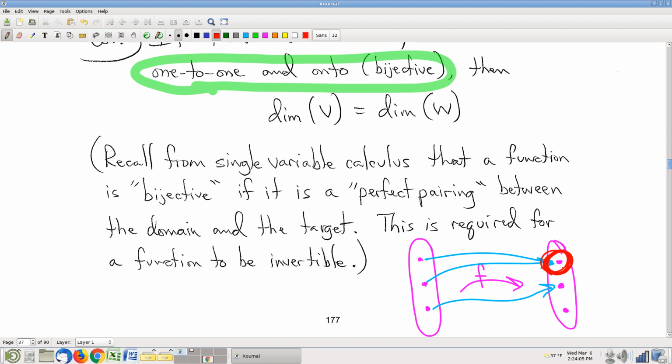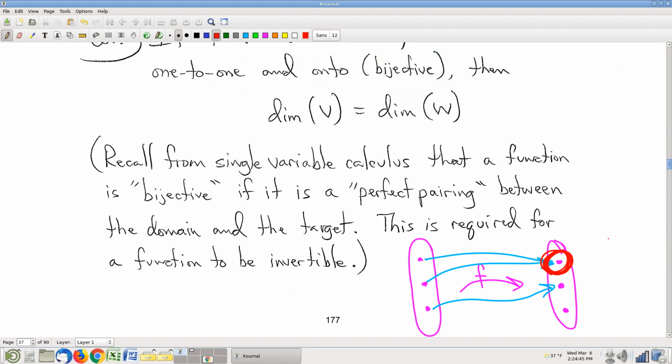So here, for this point, the pre-image is the collection of points in the domain whose image is that point. It's kind of like what do you get when you back trace through the function? So what it means for a function to be one-to-one is that every point has at most one pre-image. And what it means for a function to be onto is that every point in the target has at least one pre-image.